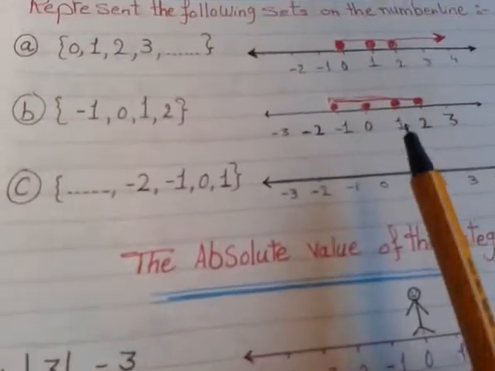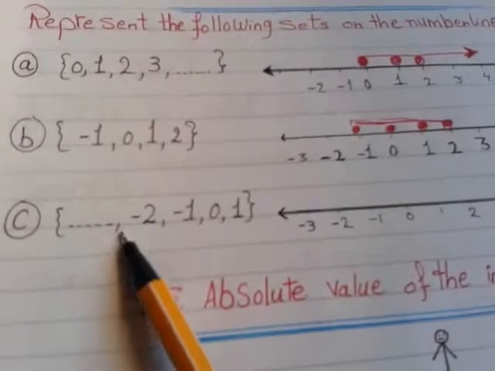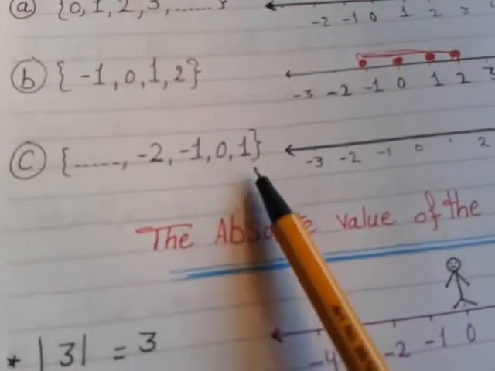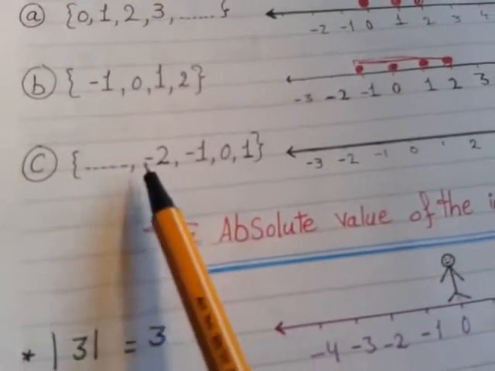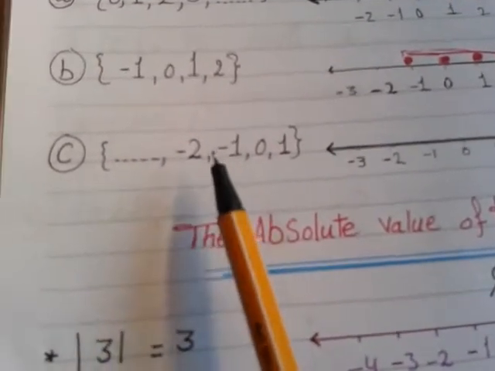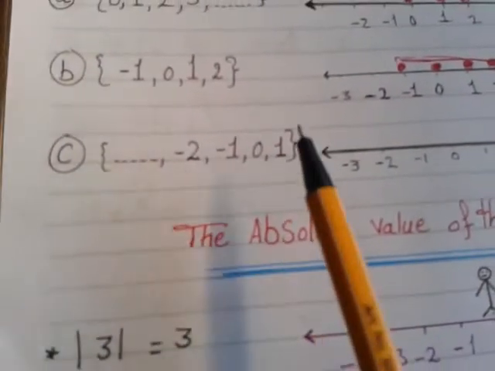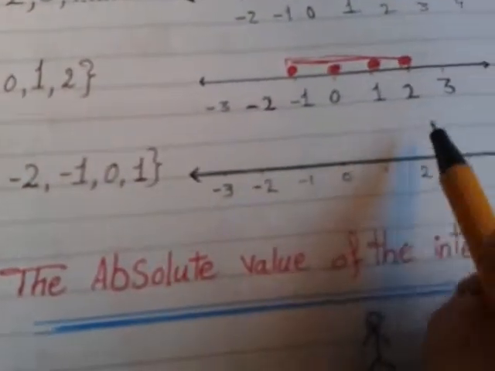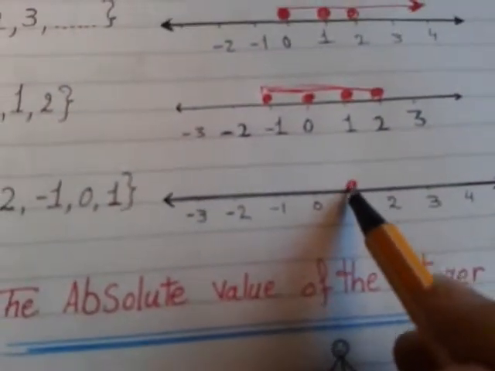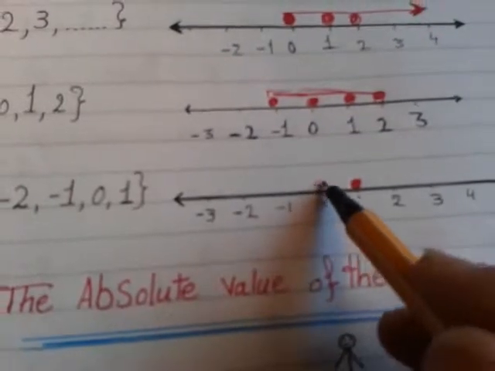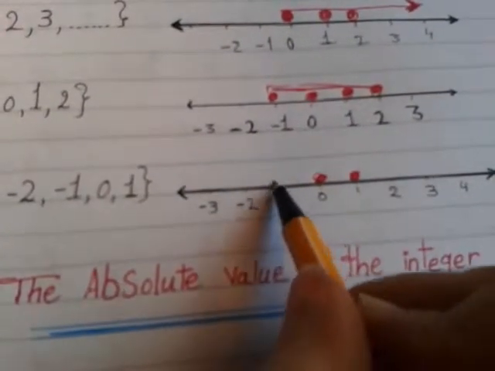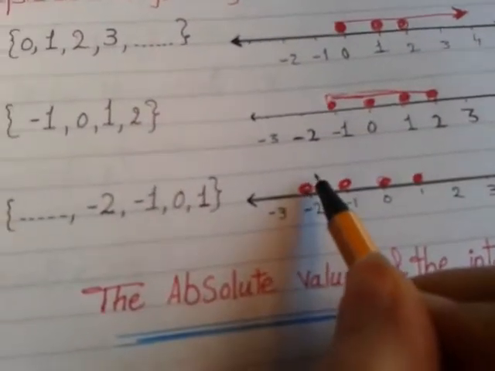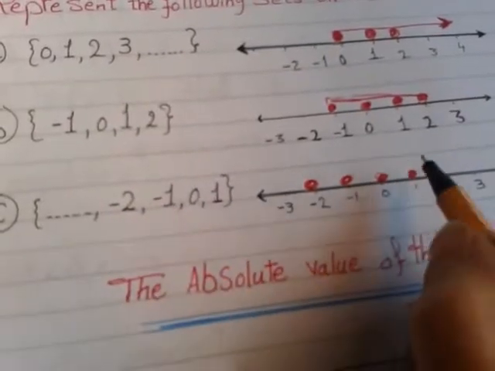Example number 3. I have here dots, comma, negative 2, negative 1, 0, 1. So this is another kind of open set, but this time that open set is open towards the negative numbers. Again, open towards the negative numbers. So I will start from 1 by making a circle at 1. Then 0. Then negative 1. Then negative 2 and so on. That will continue to get negative 3, negative 4, negative 5 and so on.